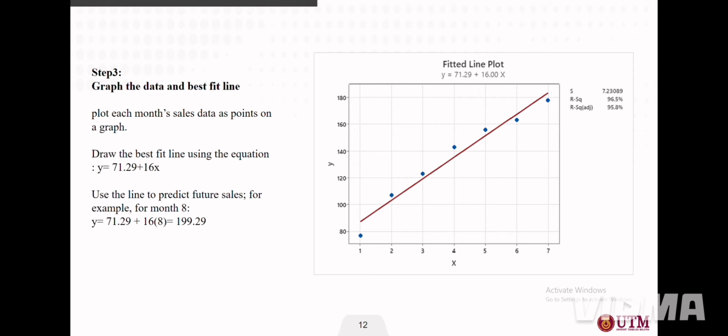Then let's take an example, month 8. We are already done with the 7 months. Now we want to predict for the future, for month 8. We just upload the month that we want, like month 8 or different, like 10, 15, 20, whatever we want. Just upload it to the main equation. Then we get the number.